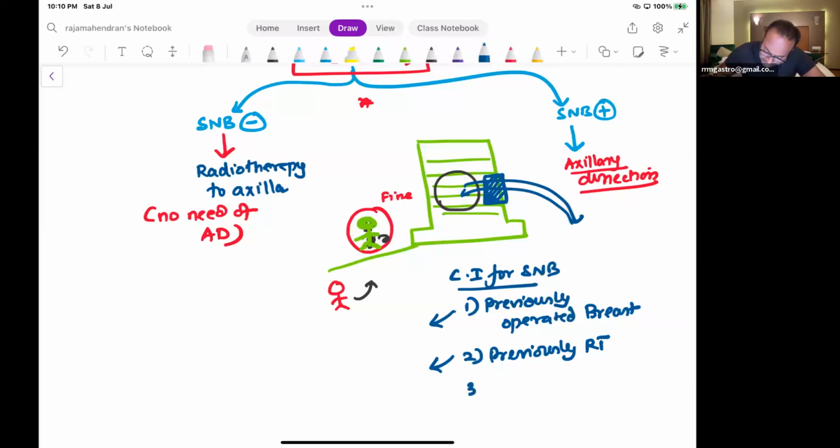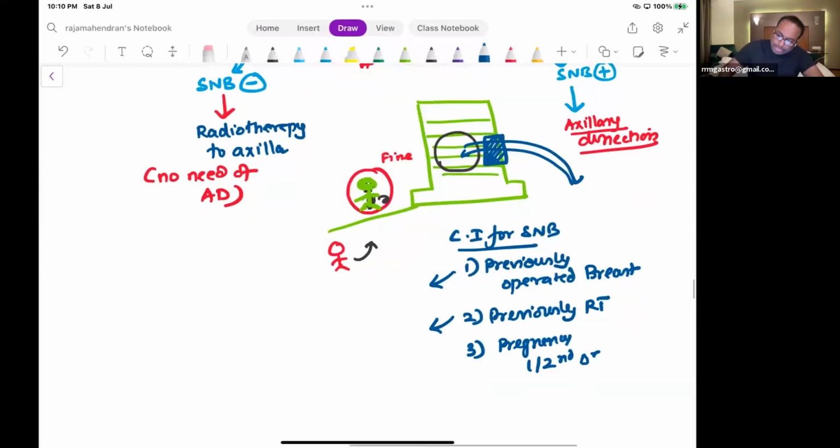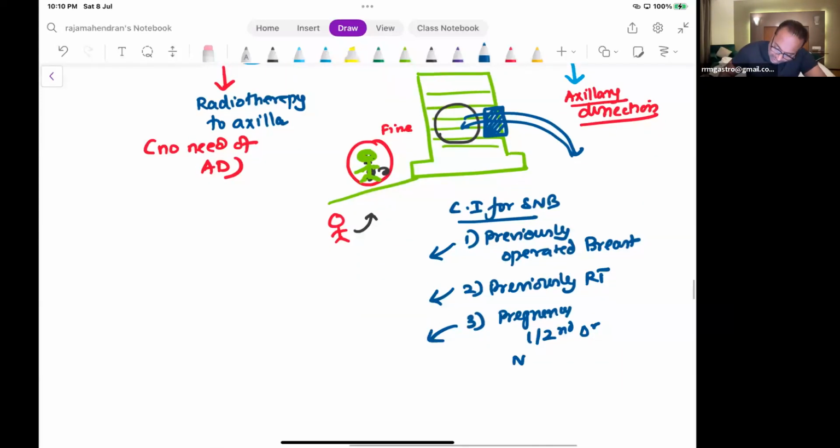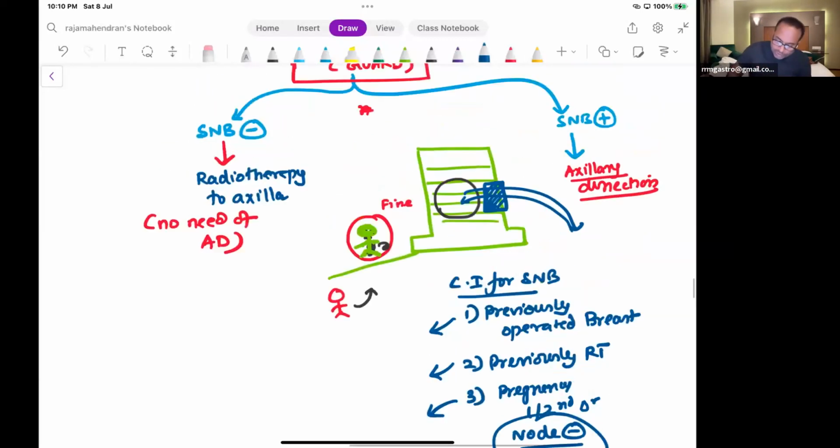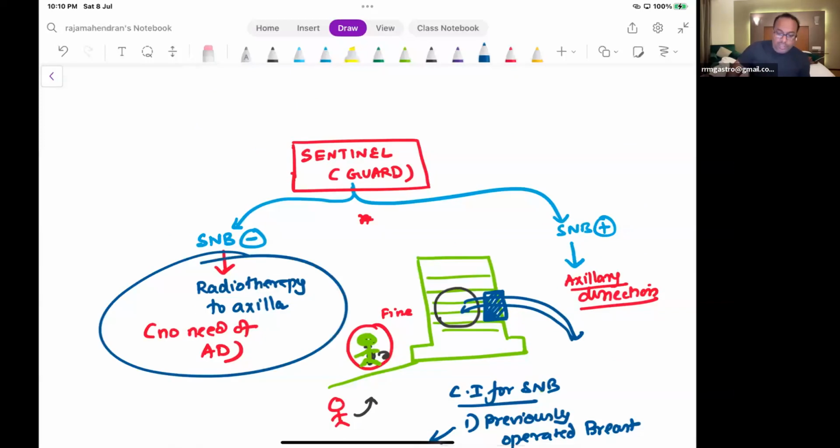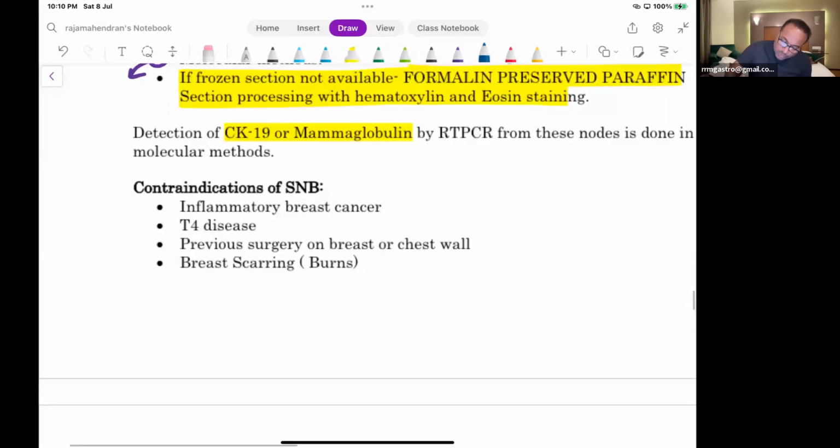Previous radiotherapy. Number 3, in cases of pregnancy, first and second trimester, you should not do. Why? If the node is negative, we have to give radiotherapy to the axilla. Radiotherapy cannot be given in pregnancy. So therefore, I cannot use it in pregnancy.